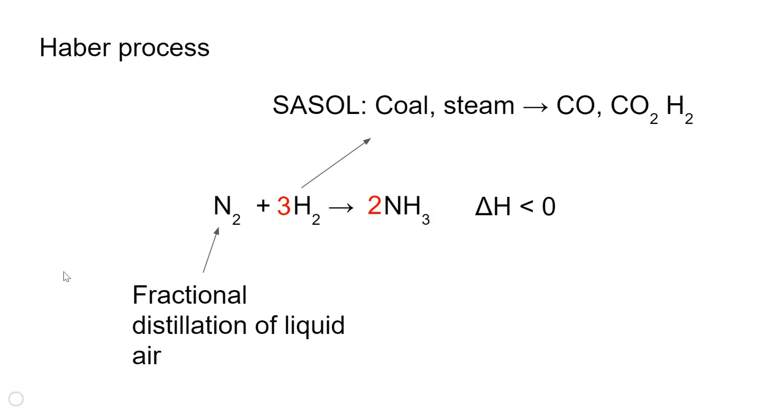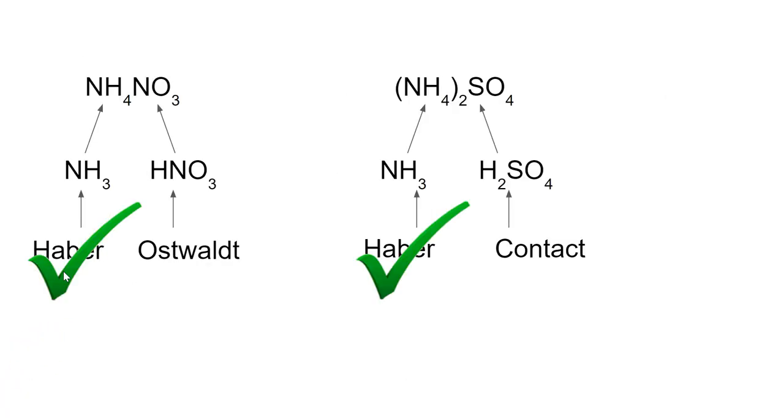That concludes everything you need to know about the Haber process that is used for the production of ammonia gas. In our next video, we'll have a look at the Ostwald process.